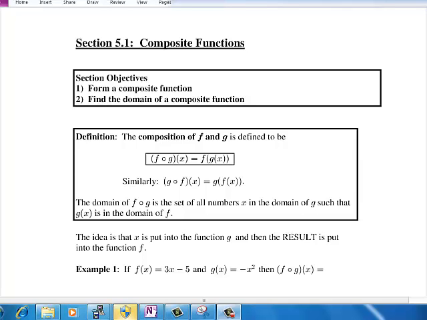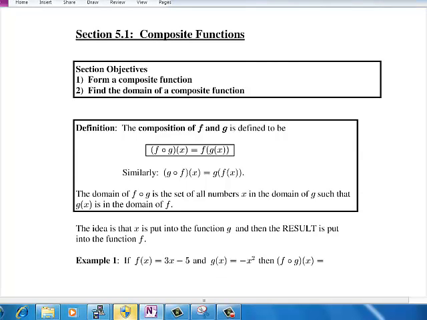In this section, we will be combining functions a different way than we have so far. So far, we've added, subtracted, multiplied, or divided functions. In this section, what we're going to be doing is composing them, or forming a composite function. First, we'll figure out the notation for this new process of composing functions, and then we'll look at finding the domain of a function that's a composite function.